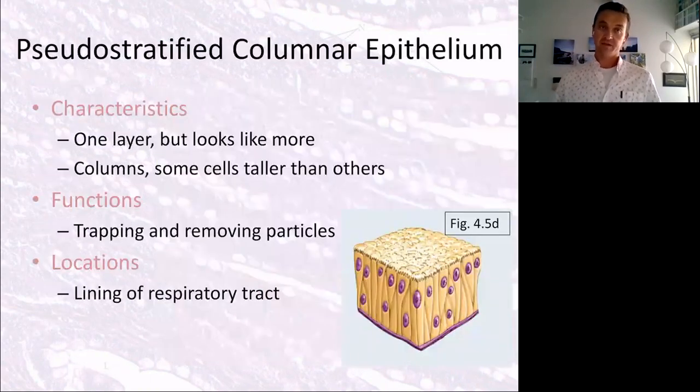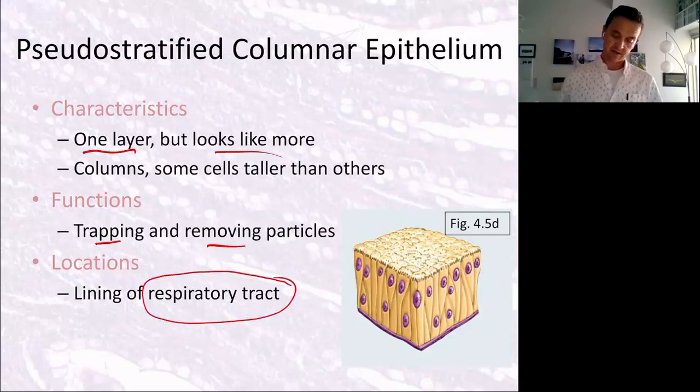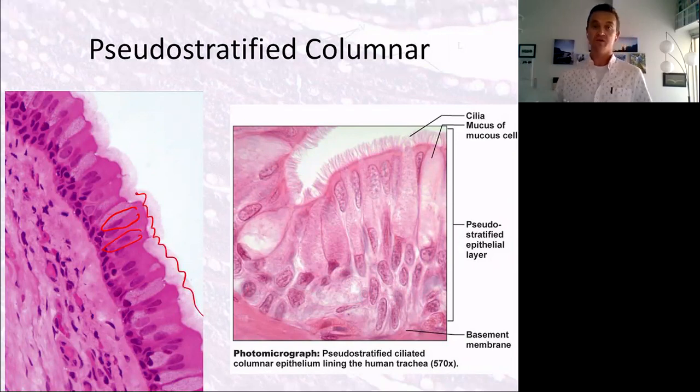All right, and then the next one here is called pseudostratified columnar epithelium. So again, it's one layer, but it looks like more. We have columns, but they're not all the same height, right? Some are taller than others, some kind of pass back behind others. The functions of these would be trapping and removing particles. We find plenty of these in the respiratory tract, and these typically have cilia like this. So they're pseudostratified columnar. We can see those columnar shaped cells, but they're a little bit less uniform, and we see this hairy-like stuff, which is really the cilia.